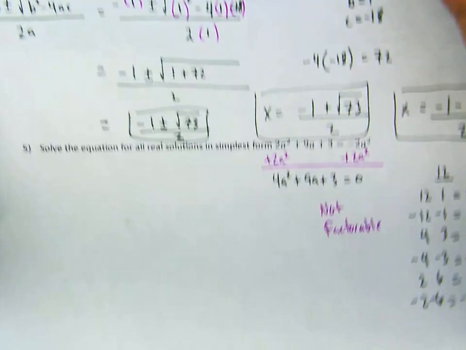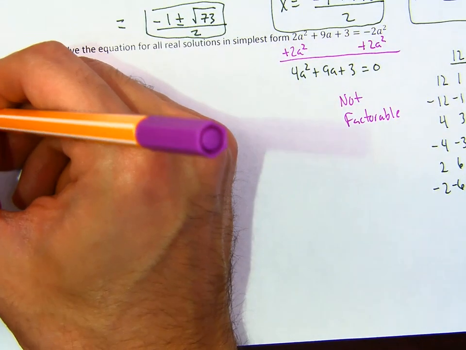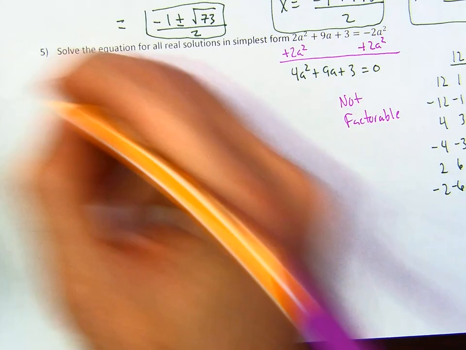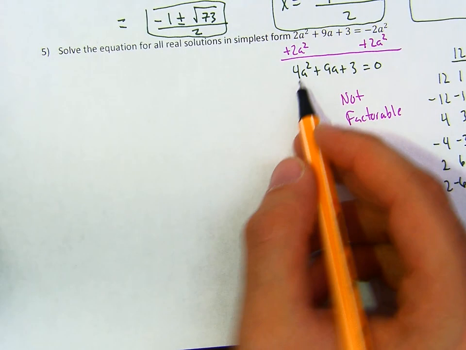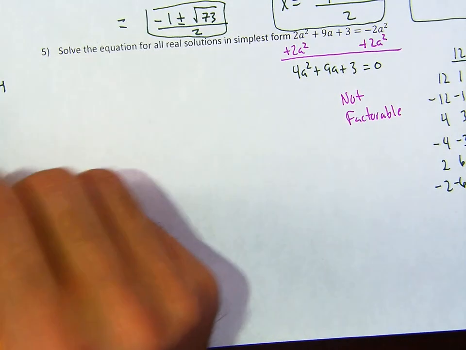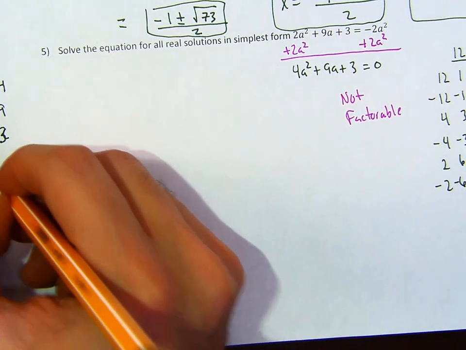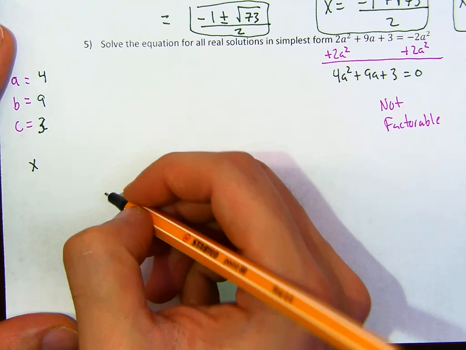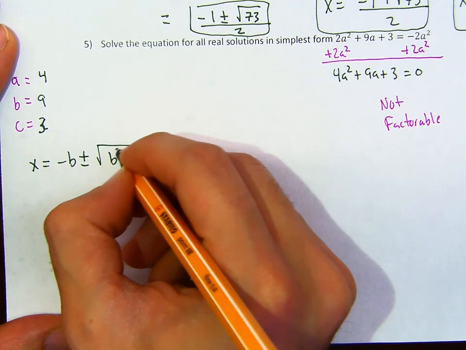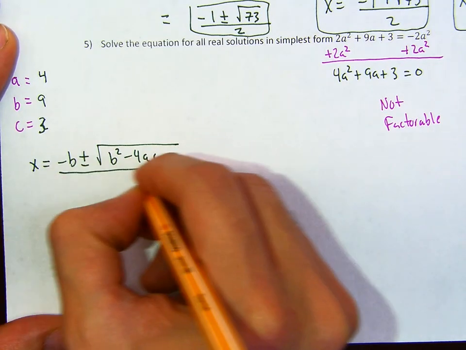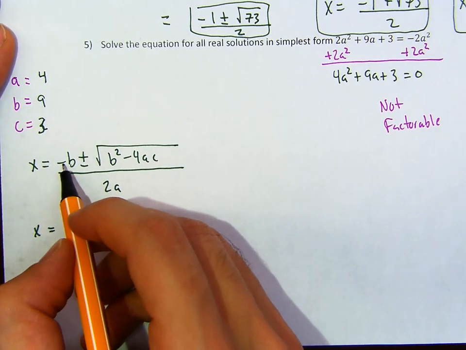Okay? So now that we have this, find your a, find your b, find your c, and then plug it in and use the quadratic formula. Notice that here your a is 4, your b is 9, and your c is 3. So now you just have x equals negative b plus or minus the square root of b squared minus 4ac, all over 2a. Now we just plug it in.